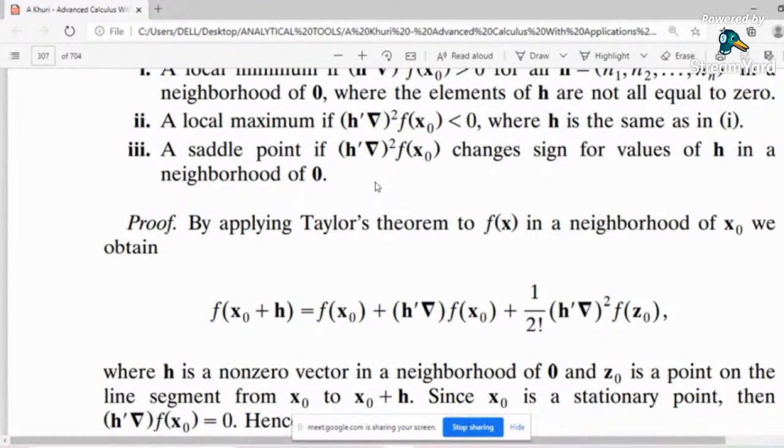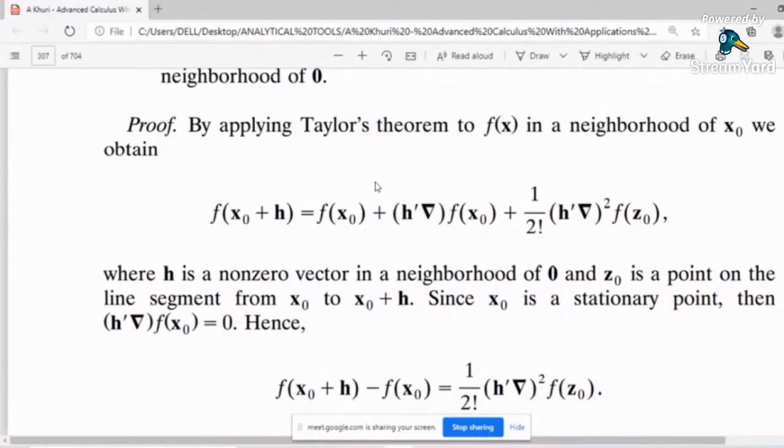So let us start the proof of these 3 points. We know Taylor's theorem. We have already discussed that. F of x naught plus h equals f of x naught plus h prime del f of x naught plus 1 by 2 factorial times h prime del square f of z naught, where z naught is a point in between x naught and x naught plus h. Since in this theorem we have assumed only the second derivative, we can take only two terms.